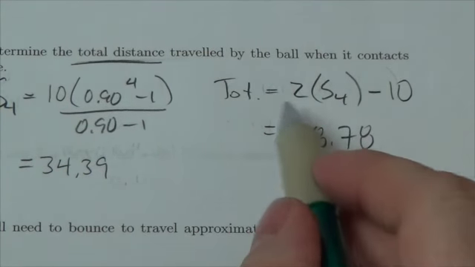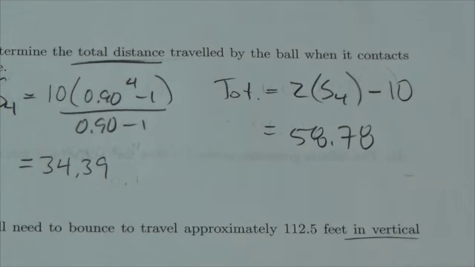Remember, you've got to multiply by 2 and then subtract the original when you're doing that.